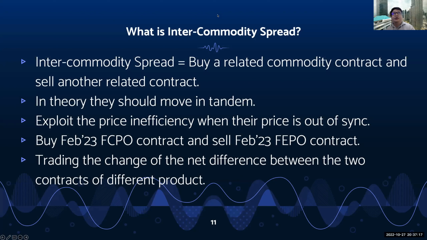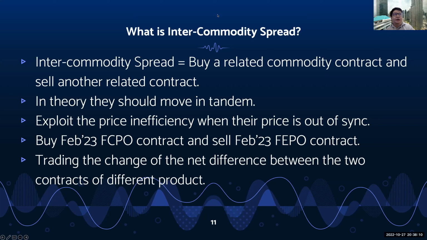So what is inter-commodity spread? Inter-commodity spread is basically buying a related commodity contract and selling another related contract, normally at the same time. It can be at different times, but normally it will be at the same time. In theory, these two commodities should move in tandem. Whenever they don't move in tandem, we call it an inefficiency. We will exploit this inefficiency to get profit. We are hoping that this inefficiency is temporary and then goes back to normal. With this, we will be able to get some profit.